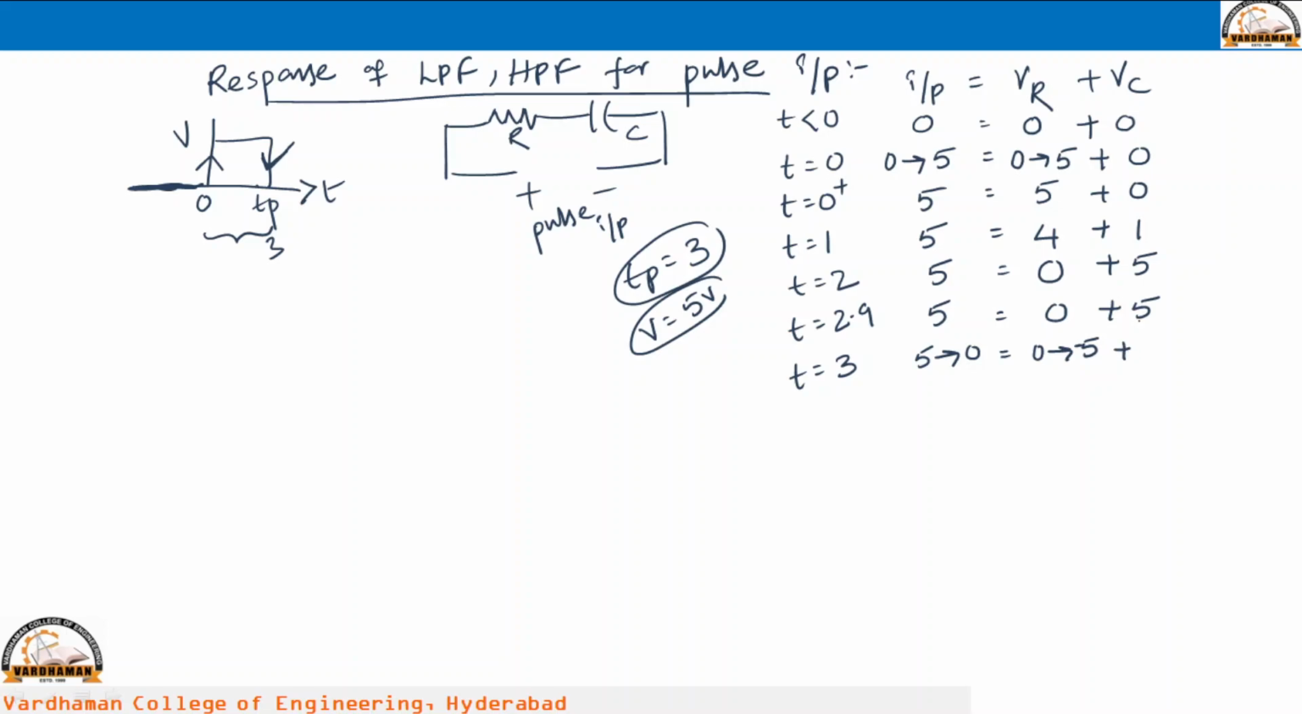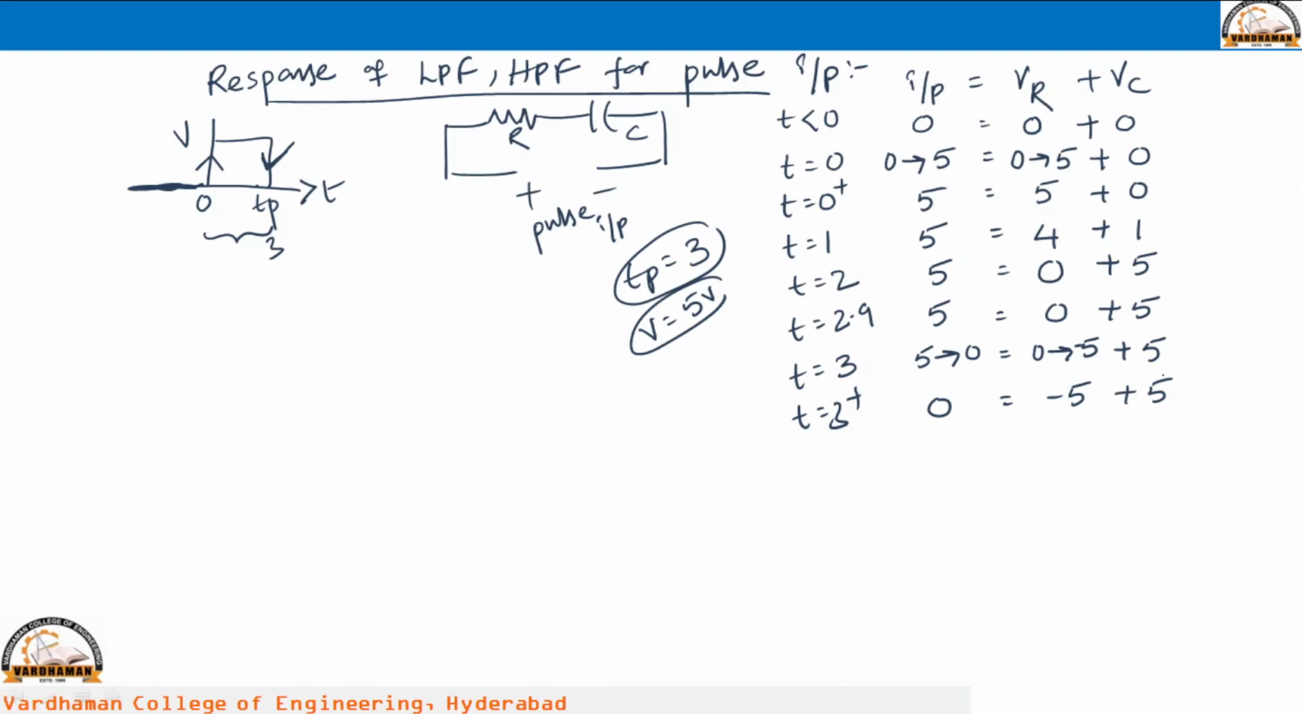Then what about this capacitor? Capacitor voltage does not change suddenly. Here we have the discontinuity at t is equal to 3. The discontinuity will not affect the capacitor voltage. That means it is 5 is equal to 5 only. Okay. Now, at t is equal to 3 plus, if you observe, input is becoming 0. Okay, input became 0 and resistor voltage is now minus 5 volts, capacitor voltage is 5. Again KVL is satisfied. Okay.